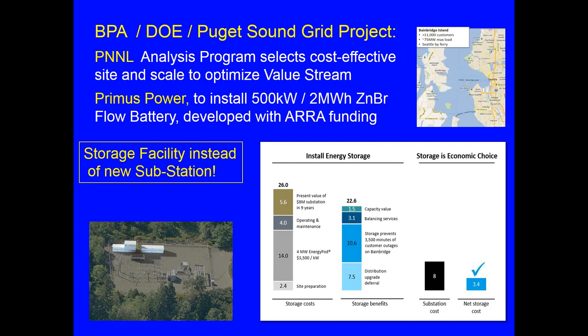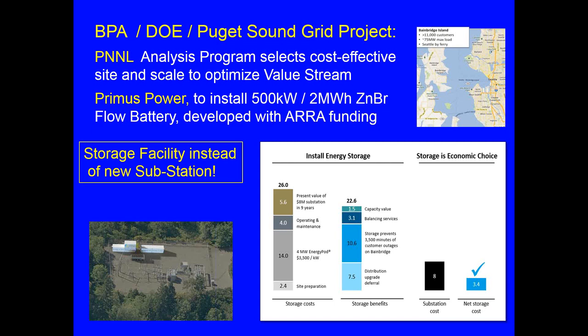And the way this works is you look at the installed energy storage and you look at the costs, and you have things like site preparation, the device itself, operating and maintenance, and the evaluation of the substation which it would be replacing. And then the benefits consist of distribution upgrade deferral, outage prevention, balancing services, and capacity value. It's important to remember that in any storage application, you need to use multiple benefit streams. You can't do it on one benefit stream alone.